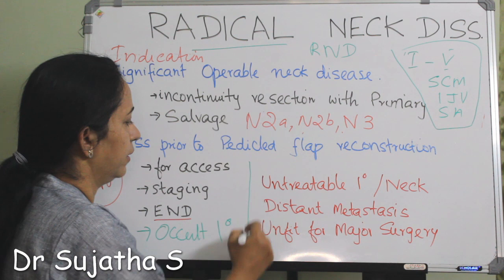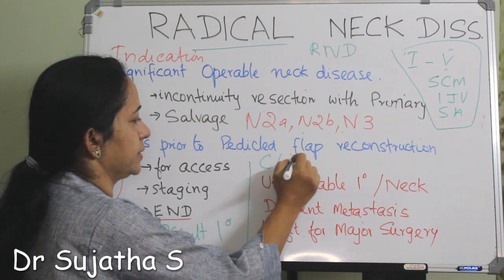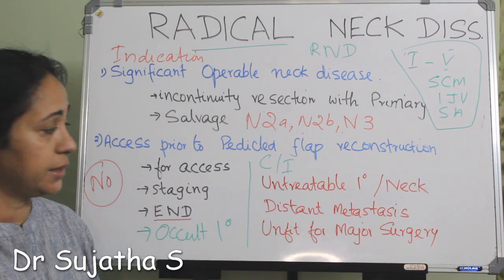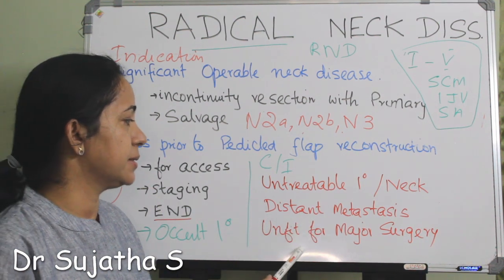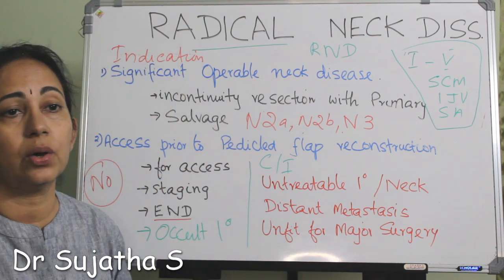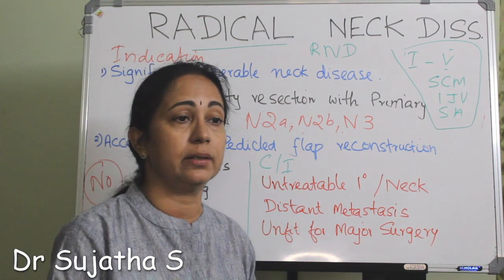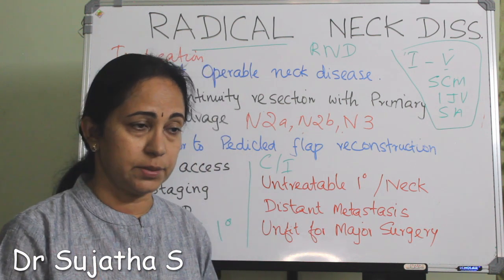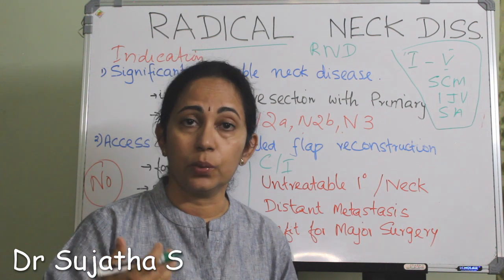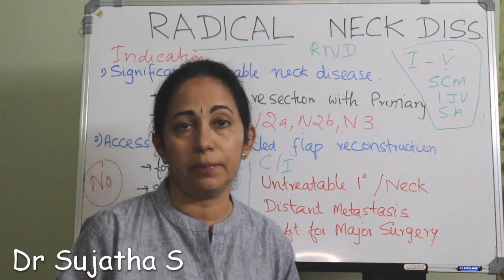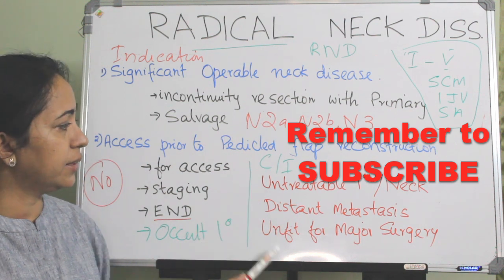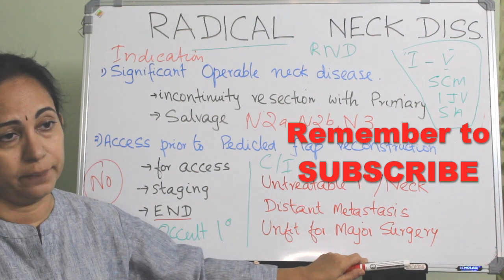And these are the contraindications. That is an untreatable primary or an untreatable neck disease, distant metastasis, patient unfit for major surgeries. So, untreatable or inoperable cases, you know, are those with spread to the prevertebral fascia and muscles, including the brachial plexus, or into the skull, the carotids, etc. They are untreatable. So, these are the contraindications for an RND.